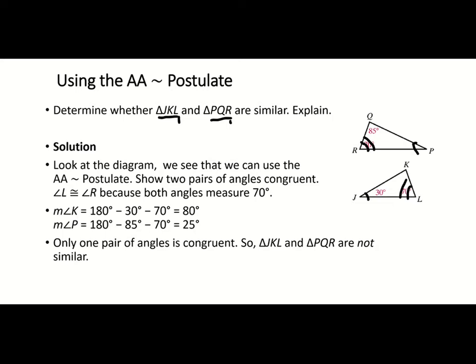So really, it's now figuring out the measure of angle P, since I know the measure of angle Q, and Q and K should be the same if the triangles are similar. So let's find the measure of angle P. If I take 180, and they show it here, subtract 85 and subtract 70, I get a 25-degree angle, which would be the measure of angle P. And right there, I know that 25 does not match up with 30, so these two triangles are not similar.